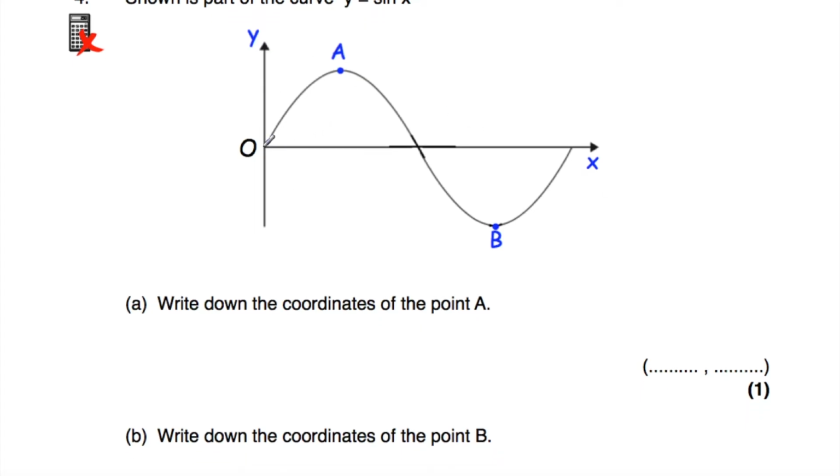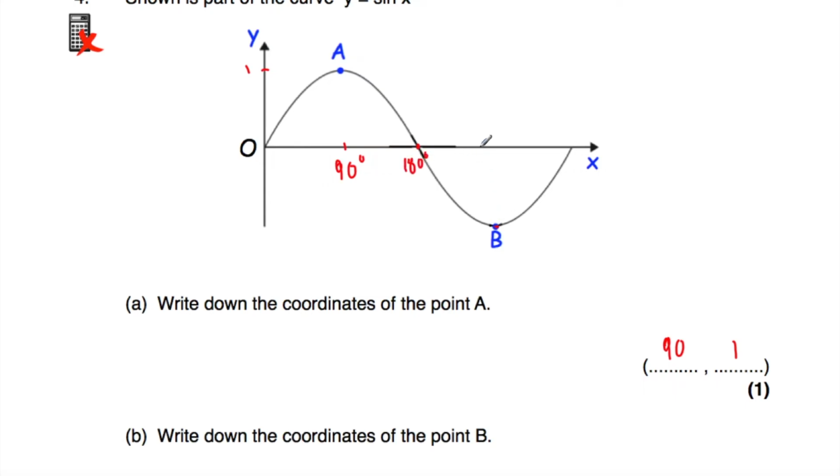Here, that's 0 degrees, and sine of 0 is equal to 0. We know that it reaches the maximum point here at 90 degrees. So whenever x is equal to 90 degrees, we get 1. That means the point will be 90 degrees, 1. Here the height of the graph is 0, so that will be 180 degrees.